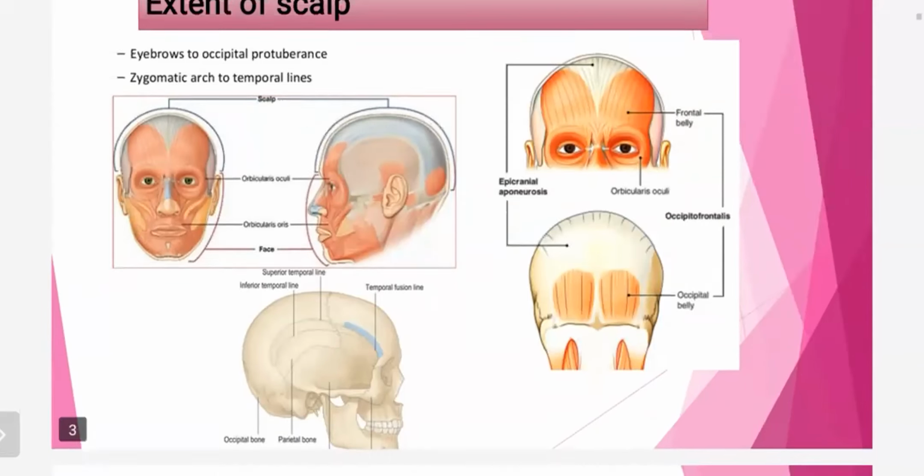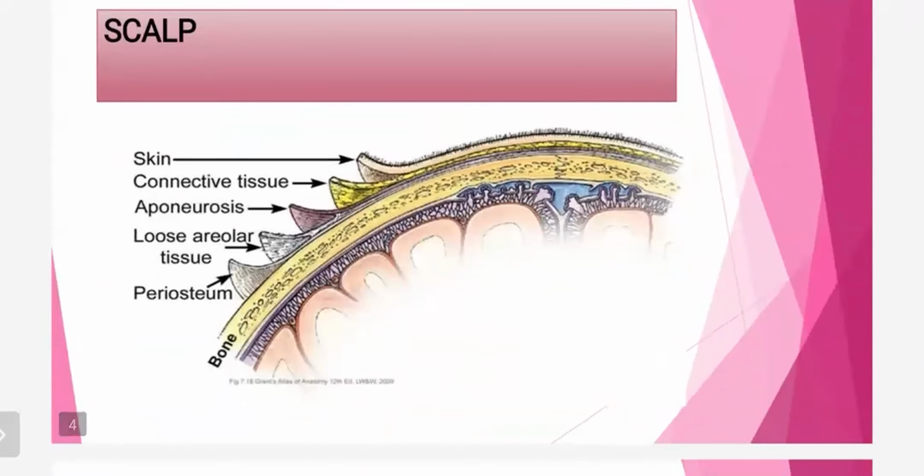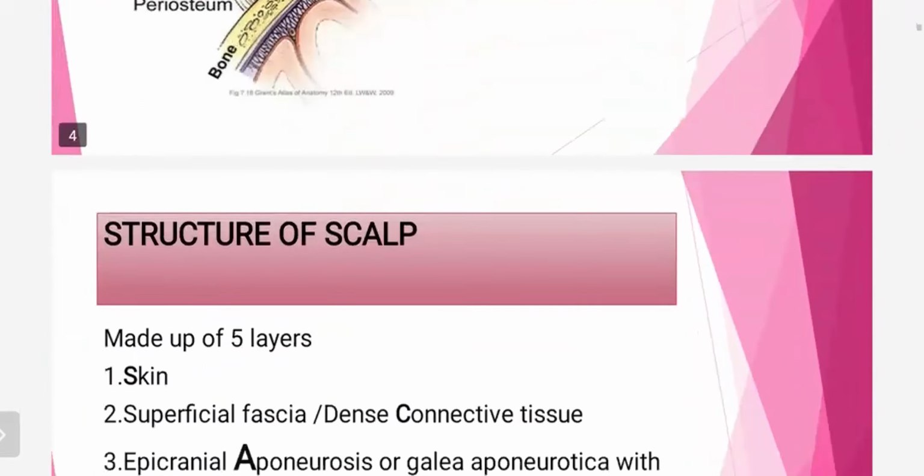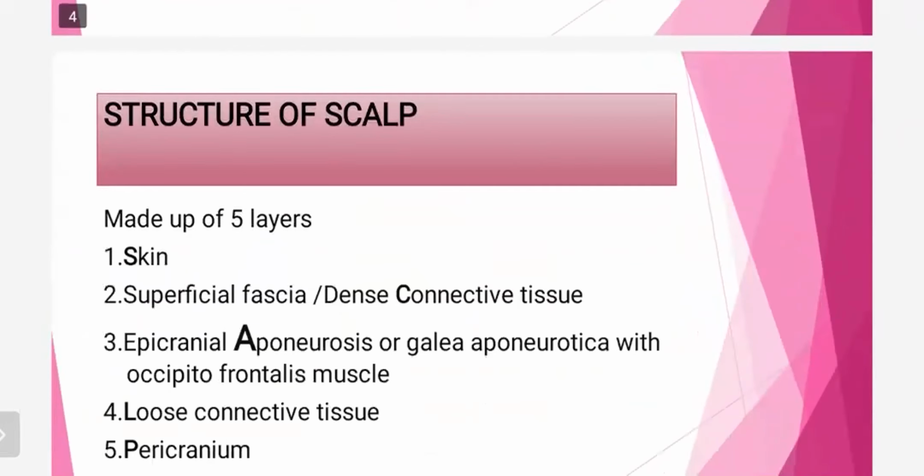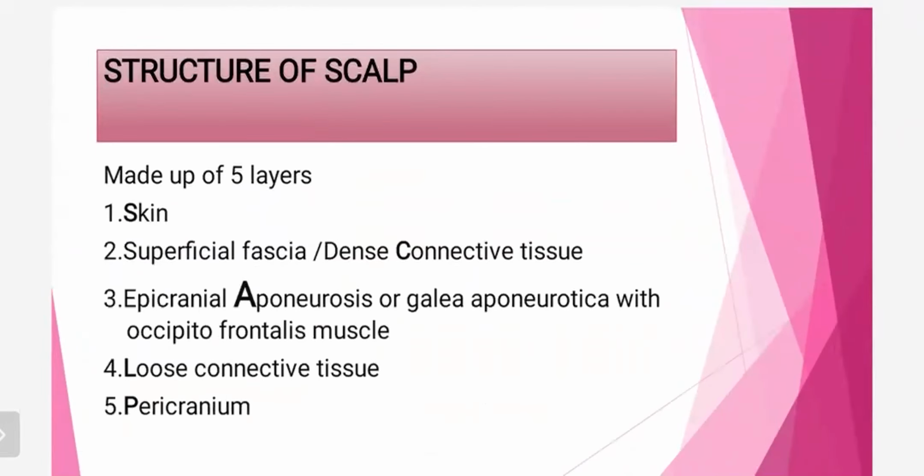It has 5 layers, as the name SCALP indicates: skin, connective tissue, aponeurosis, loose areolar tissue, and periosteum. So this is the peculiar covering of the cranial vault, called the scalp. The first layer is the skin.